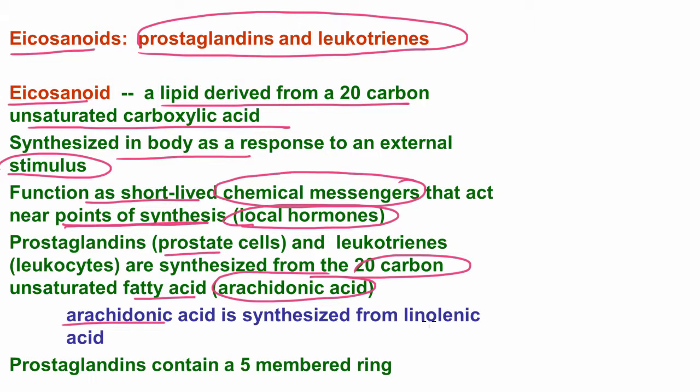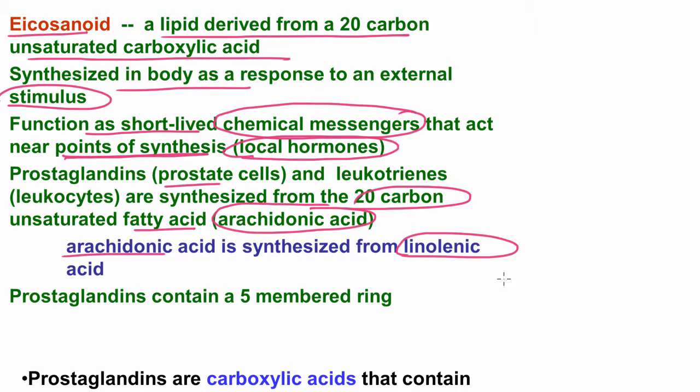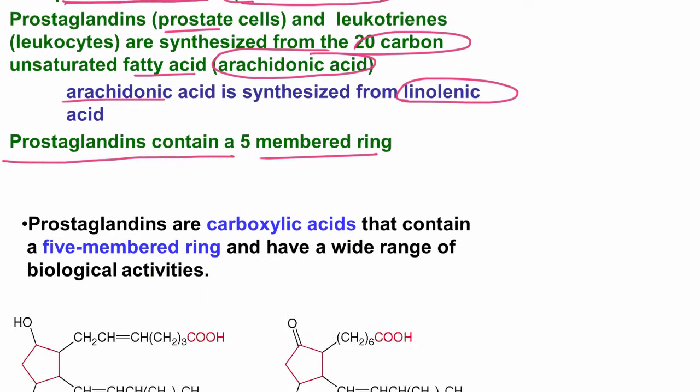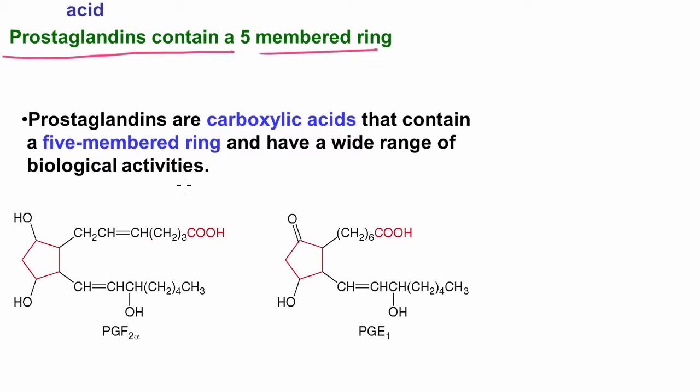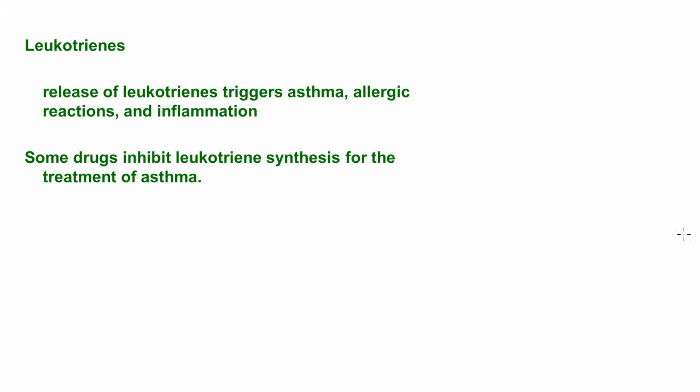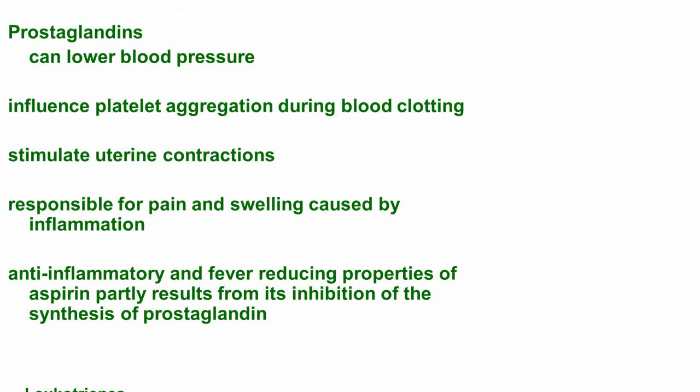And arachidonic acid is synthesized from linolenic acid. Remember, we said that linolenic acid was essential, meaning that we don't synthesize it in the body, so it has to be obtained from the diet. Prostaglandins contain a 5-membered ring. So they're carboxylic acids. We see that they contain the 5-membered ring here. And I'm not even going to go into their biological activities, but they do have a very wide range of biological activities. In fact, we talked about prostaglandins in a previous chapter.